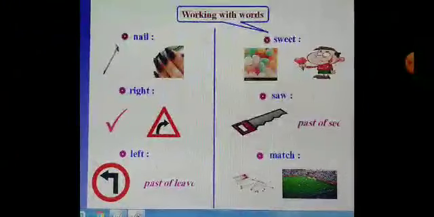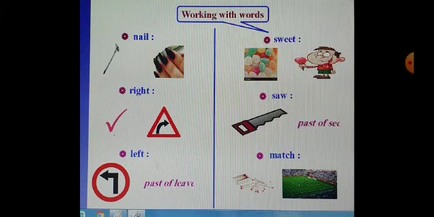Okay, let's work with words. Working with words today, we have homonyms. Homonyms are words that have the same spelling but different meanings. For example, nail. What do you mean by nail? Nail means the thin hard part that grows on the end of your finger, or a thin pointed piece of metal with a flat end.